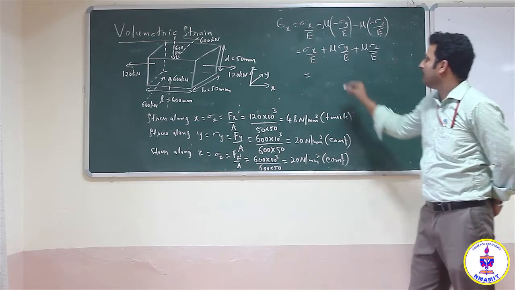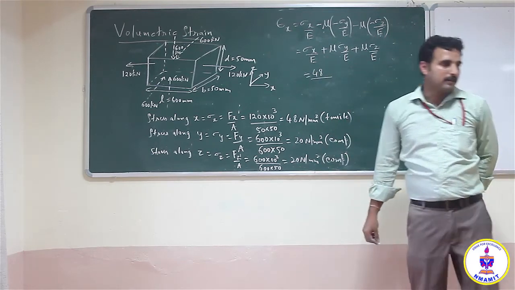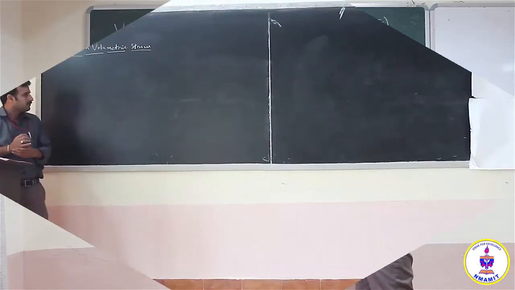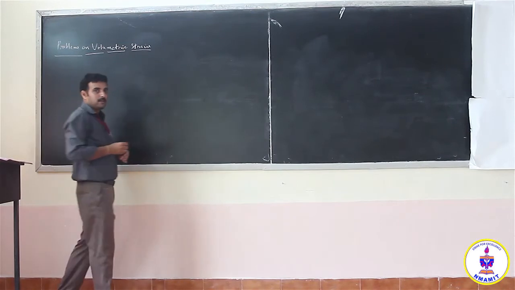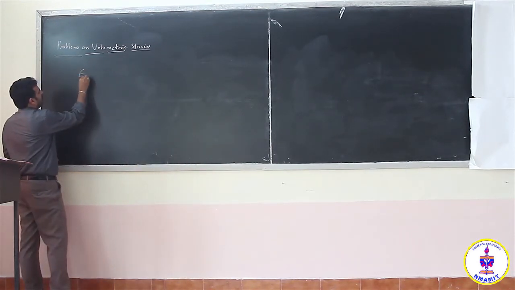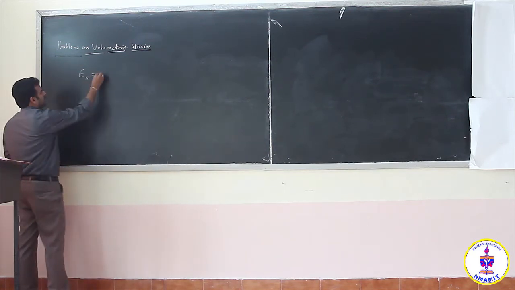So sigma x is 48 Newton per millimeter square. Young's modulus, 2 into 10 power 5. Continuation of the previous problem. Total strain along the x direction due to sigma x, sigma y, sigma z.